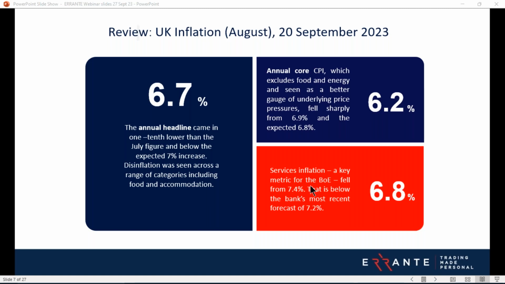Otherwise, I think it's interesting as well, a hold is then potentially on the cards, and that potentially also means the end of the UK tightening cycle. So then the markets will shift to rate cuts, as I say.